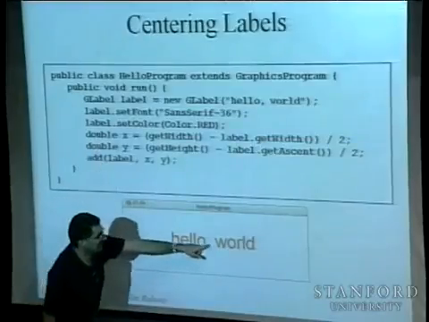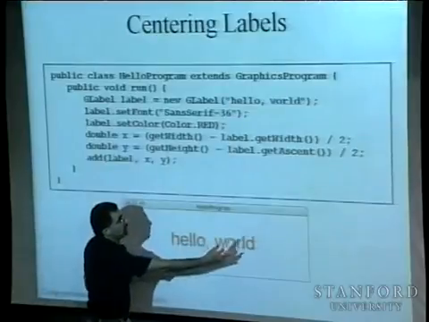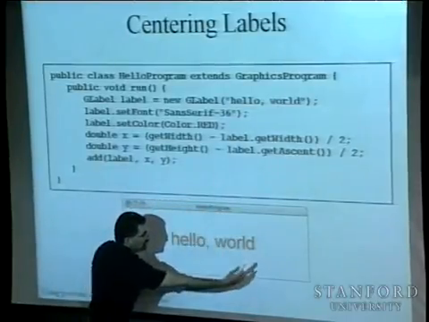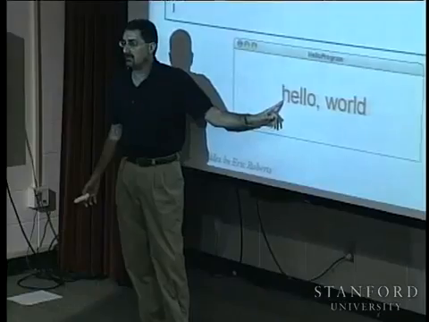To get it to display right in the center of the screen, its x coordinate is going to be the width of the whole screen minus the width of the label. So we take the width of the whole screen, subtract off the width of the label, and divide the whole thing by 2. That'll give us this location right here.